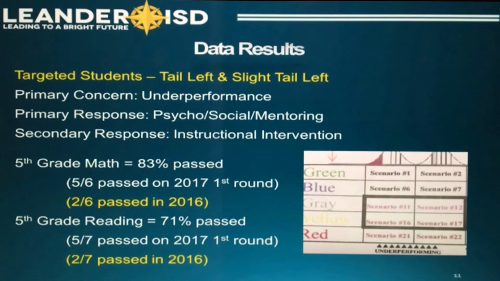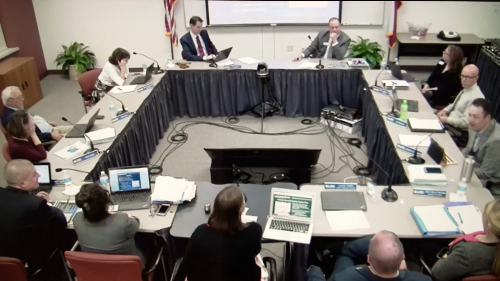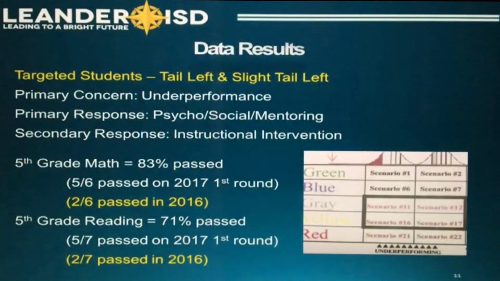Got it. Yep. And just so I understand sample size, when we look at 5 of 6 or 2 of 6 for math, we're talking about 6 students. Correct. That's the sample size for this particular cohort or group. Correct. And similarly for reading, right? Because we're talking about 5th grade. That's correct. Of the 5th graders at Cypress, about 7 of them fell into this tail left gray yellow box.